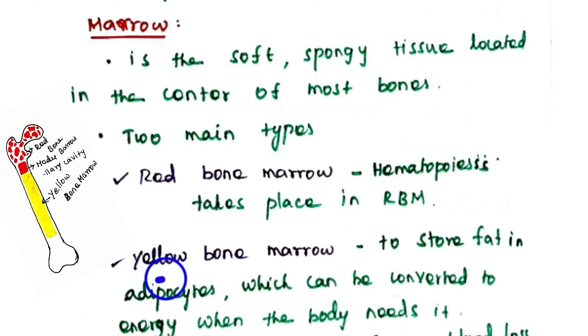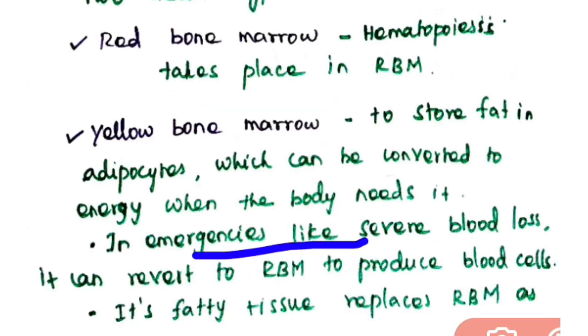So yellow bone marrow is to store fat in adipocytes. This fat can be converted into energy when the body needs it. In emergencies like severe blood loss, this yellow bone marrow can revert to red bone marrow to produce blood cells.